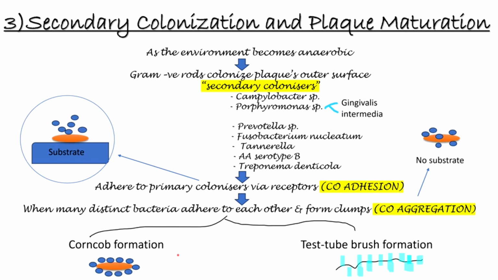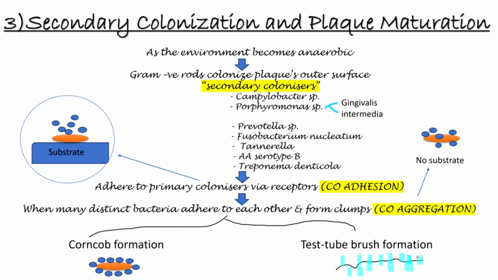Fusobacterium co-aggregates with all other human oral bacteria, whereas Veillonella species, Capnocytophaga and Prevotella bind with Streptococci and Actinomyces. Well-characterized interactions of secondary colonizers with early colonizers include the co-aggregation of Fusobacterium nucleatum with Streptococcus sanguis. You can see this is a rod and it is surrounded by cocci. It gives the appearance of a corn cob. This is a spirochete and it is attached to several rods. This gives the appearance of a test tube brush.